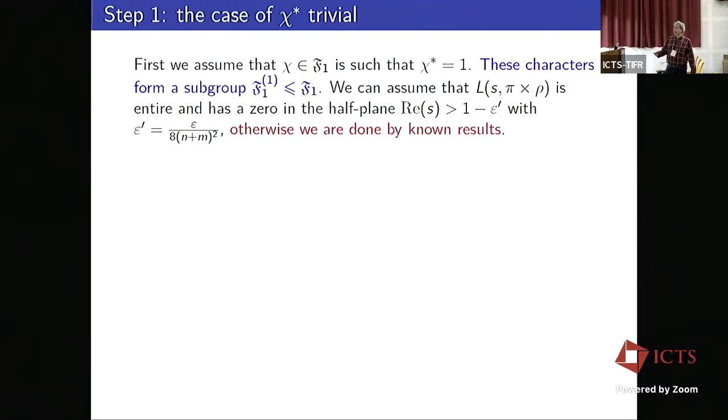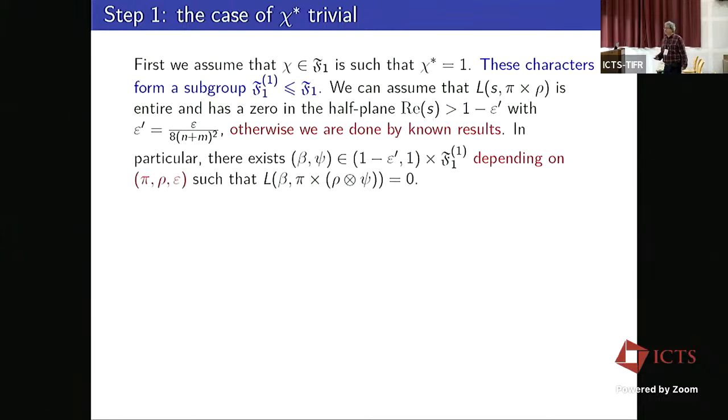So we can assume that our Rankin-Selberg is entire. And also we can assume that it has a 0 close to the 1 line, because if it doesn't have a 0 close to the 1 line, then we already have a very good zero-free region. Here we want to establish a zero-free region, so we can assume we don't have a super strong zero-free region. Otherwise, we are done by known results. Now, okay, so we assume now that this guy is entire, and it has a 0 close to the 1 line.